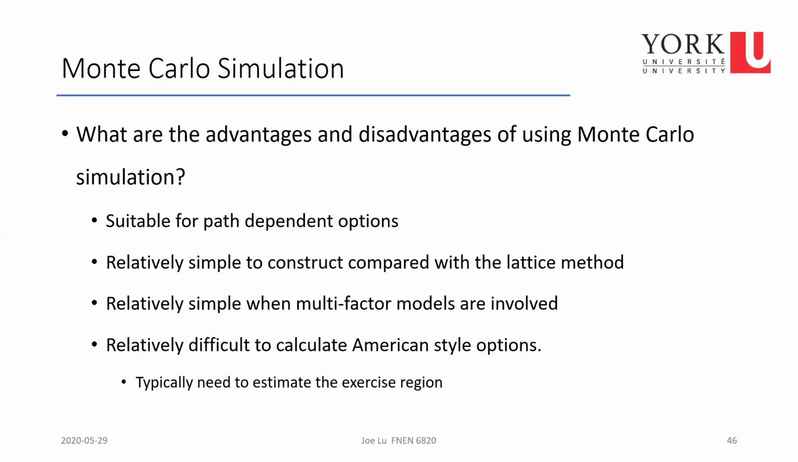But it's quite tricky to estimate the exercise region, and that region is very dependent on the nature of the derivative asset itself. So sometimes it can be very tricky. But in general, if it's not an American style option, Monte Carlo is actually a good way to go.